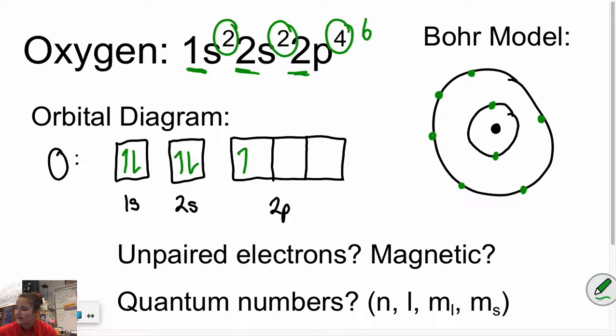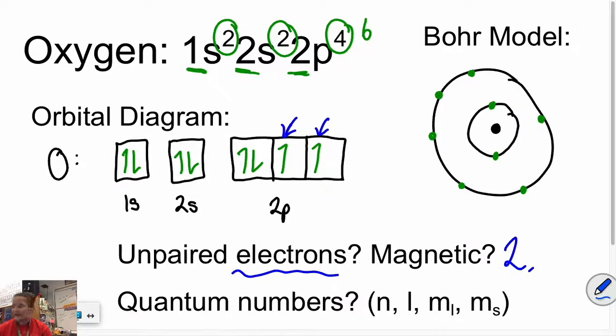So we put 1, 2, 3. Now there's nowhere else for that 4th to go. It can't go in its own orbital, so it will fill up the second one in the p. Okay, and we can use this to answer questions about oxygen, like how many unpaired electrons does oxygen have? Well, it has this one and that one. So it has 2 unpaired electrons, which means it is magnetic.